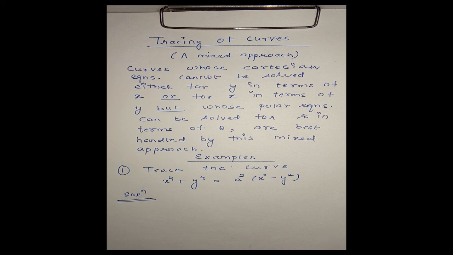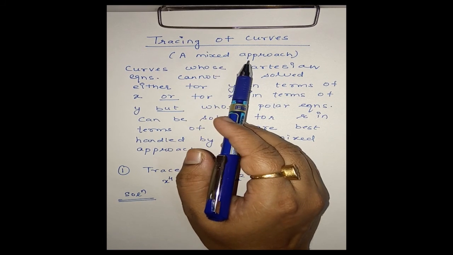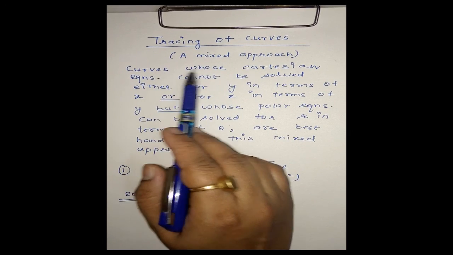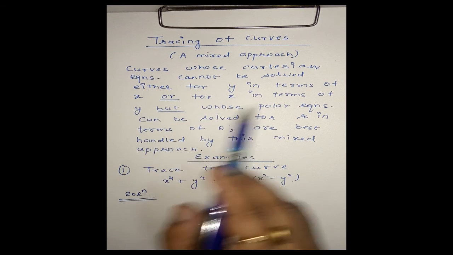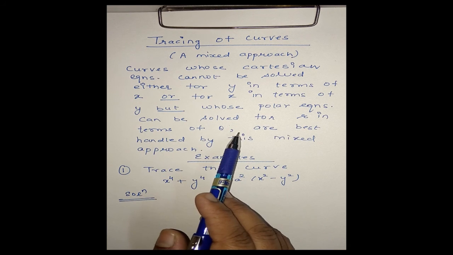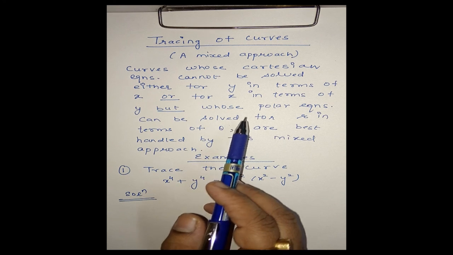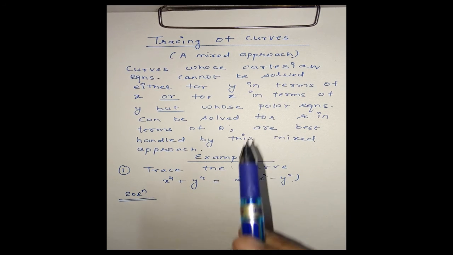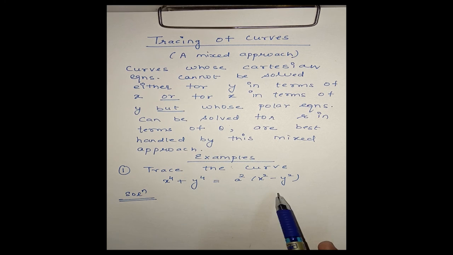Hello friends, in this video I am going to discuss tracing of curves by mixed approach method. From the name mixed approach, it is clear that here we are going to use more than one method to trace the curve. Curves whose Cartesian equations cannot be solved either for y in terms of x or for x in terms of y, but whose polar equations can be solved for r in terms of theta are best handled by this mixed approach. Means here we are going to use Cartesian curve tracing method and polar curve tracing method. Both methods we are going to use in order to trace the curve.